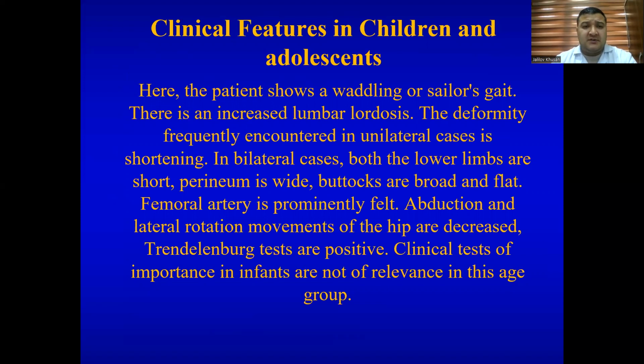The deformity frequently encountered in unilateral cases is shortening. In bilateral cases, both lower limbs are short, the perineum is wide, and the buttocks are broad and flat. The femoral artery is prominently felt. Abduction and lateral rotation movements of the hip are restricted. Trendelenburg test is positive. Clinical tests of importance in infants are not of relevance in this age group.